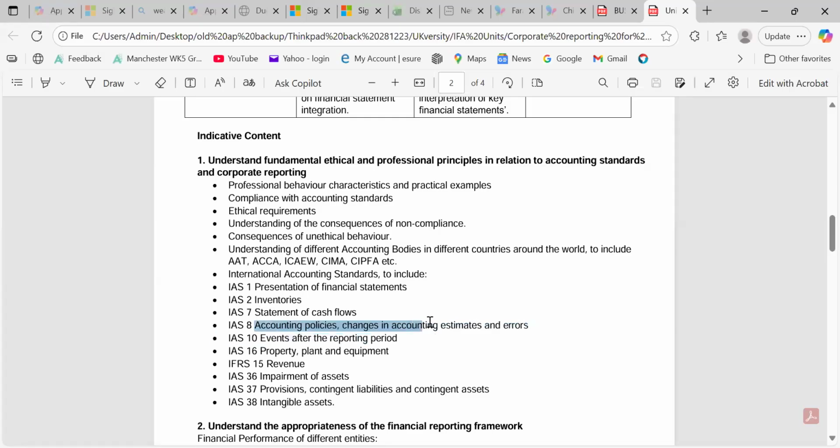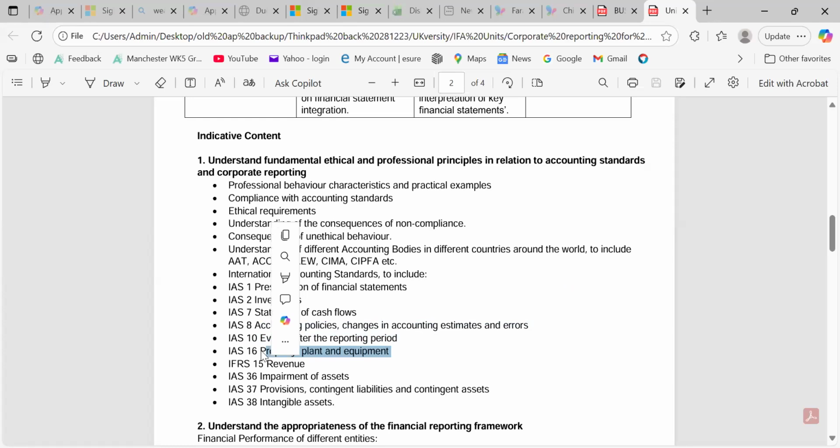Accounting policies and estimates, that is all under IAS 8. Events after the reporting period: within 90 days after year end and before signing off the financial statements, any major event we can adjust in the books of account.